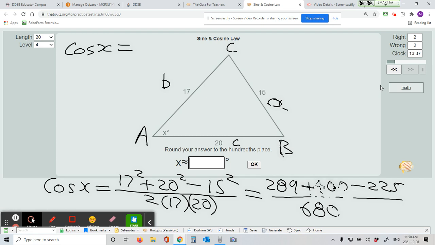All right? Now, I'm not going to try this. Add these two together and subtract the 225. I'm out of mental math at this point. You do it. What does that work out to be? 289 plus 400 minus 225. What is the top of this working out to be?